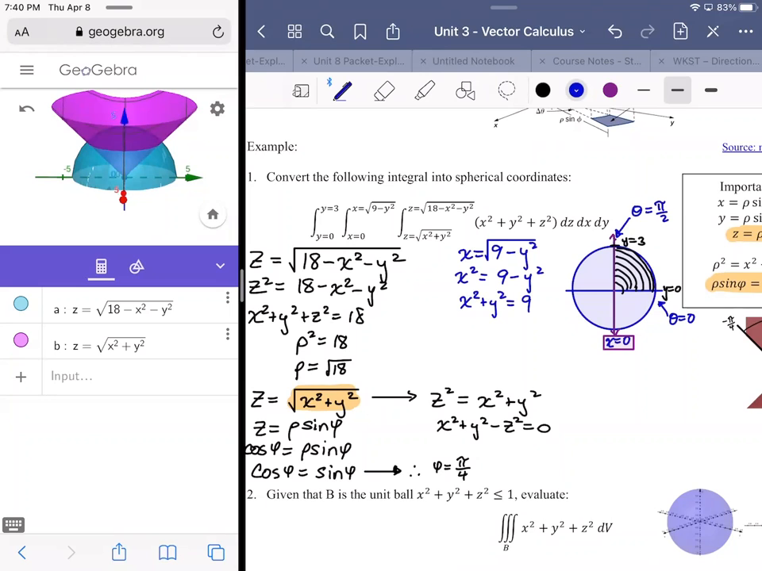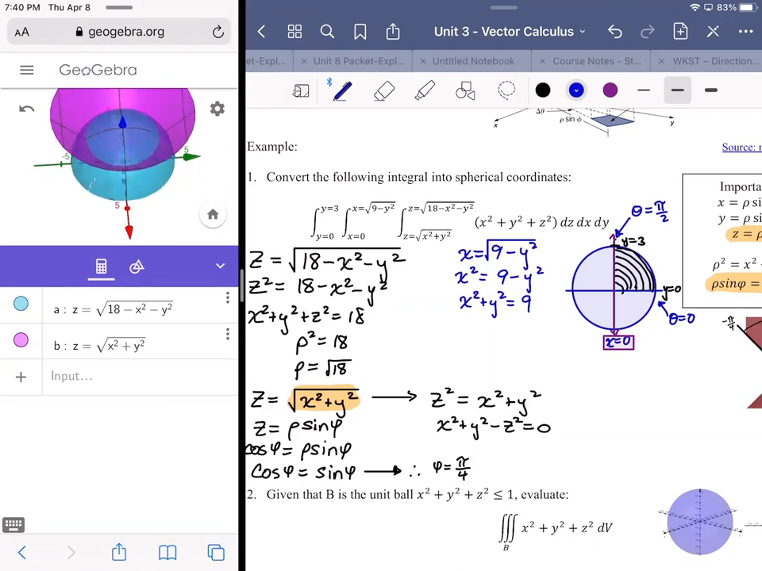But if we're living in the red, between red and green here, in that bounded region, right?